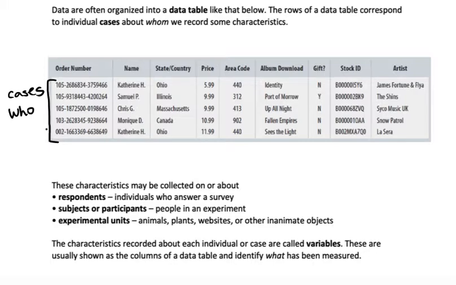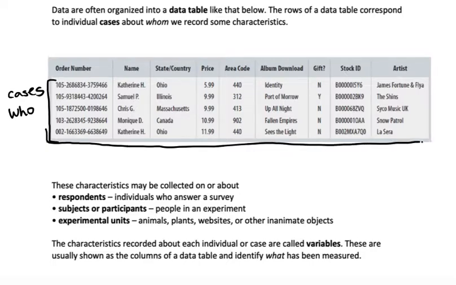So what we record about each case is given in the columns, and that gives us the what. These are called the variables. So that's the what of my data set.